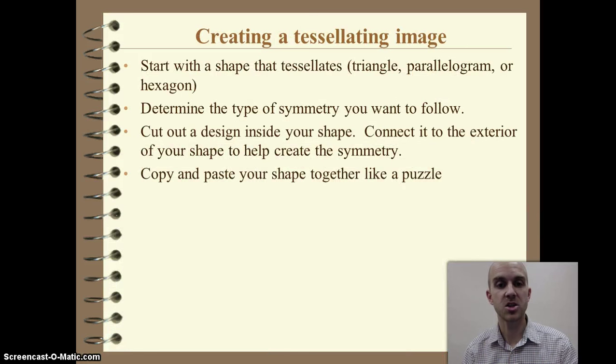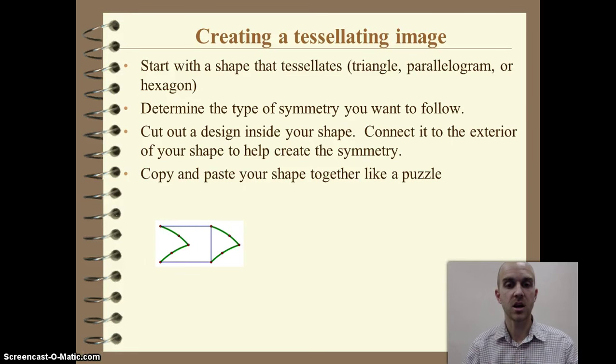Now to create a tessellation, you have to figure out the shape you want to start with, and typically we start with a shape that only needs a single tessellation, a triangle, parallelogram, or hexagon. We determine which of those four types of symmetry we want to follow, and then we start manipulating the original shape. So if I think about starting with a rectangle, if I want to do a translation, I could say, okay, I'm going to draw in this piece here. I would cut it, and I would shift it to the right. This will allow me to put the pieces together like a puzzle as a tessellation with the shift, just that translation going left to right.